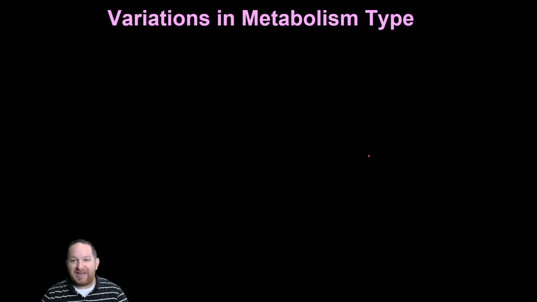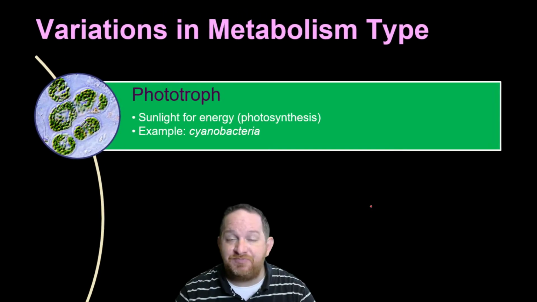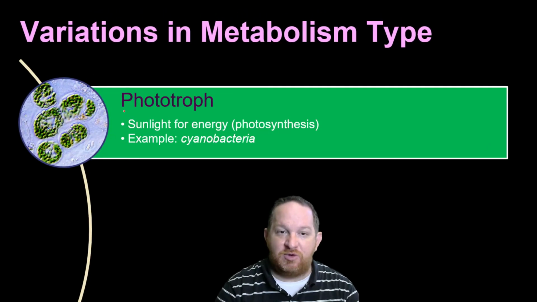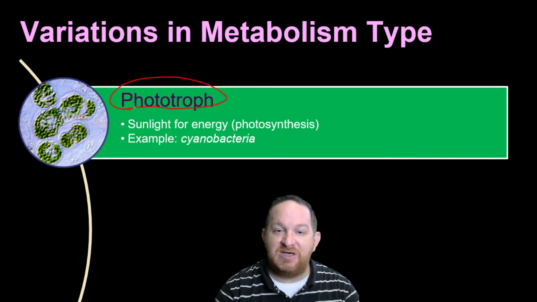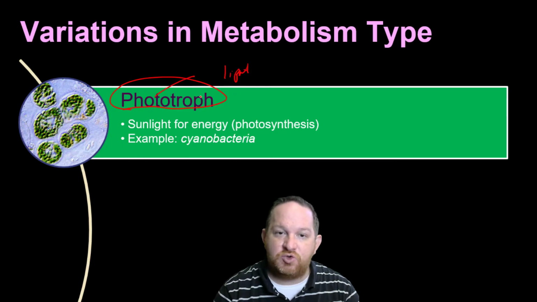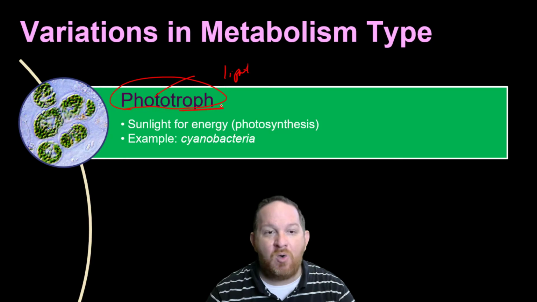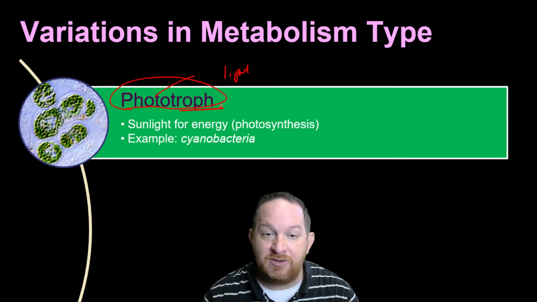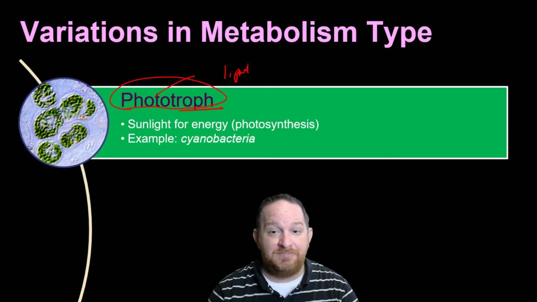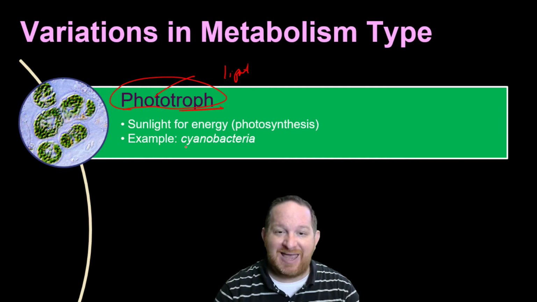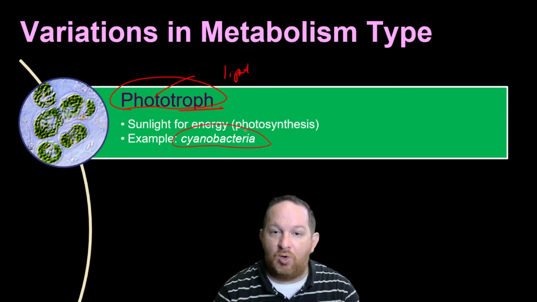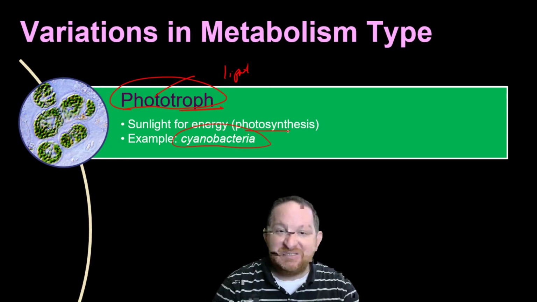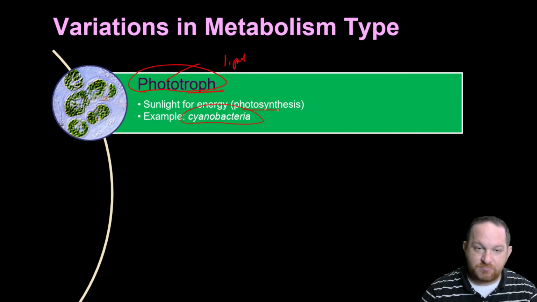So how do bacteria metabolize, or how do they get their energy? Well, some, believe it or not, get their energy from the sun. So think photo, light, troph, energy. So how are bacteria getting their energy? Some from the sun. And a good example of this is cyanobacteria. These bacteria actually undergo photosynthesis. So they're getting their energy from the sun.